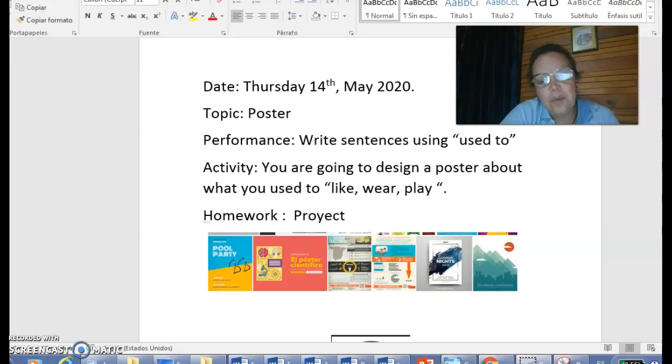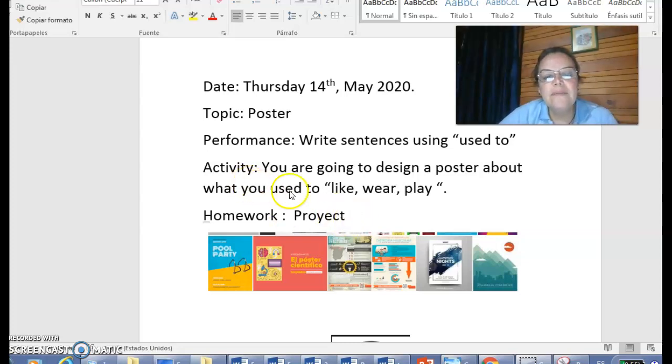You need to copy in your notebook the date, topic, performance. The topic is poster and performance. Write sentences using used to. The activity for today is that you start to create a project, a small project. This is your homework.